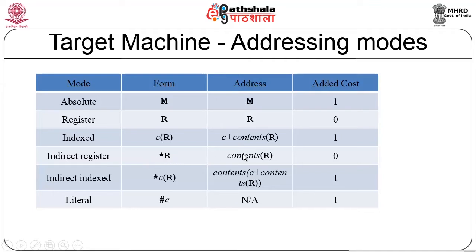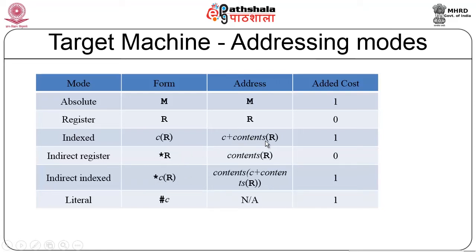So R will basically have a particular value or an address. So contents of R will refer to the address. So you go to that address and get your information. *C(R), this is a combination of these two. So *C(R) means what? Contents of R. Okay. Now I have a *C(R). What does C(R) mean?